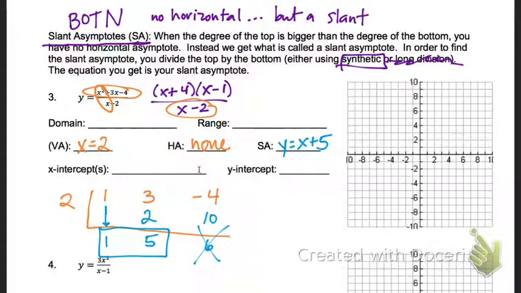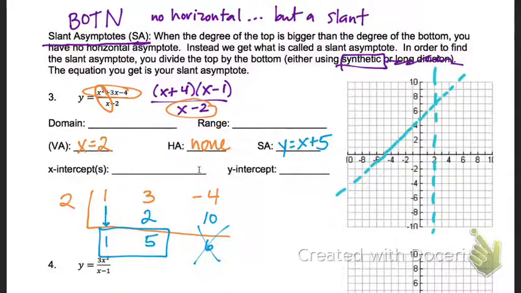And so if I were to graph these, x plus 5 means I have a y-intercept at 5 and a slope of 1. So my slant asymptote looks like this. My vertical asymptote is at 2. Now I need to solve for my x and y intercepts.